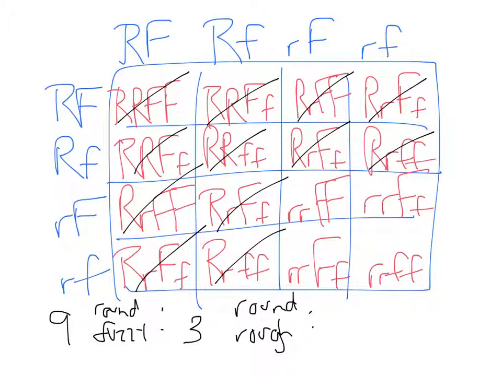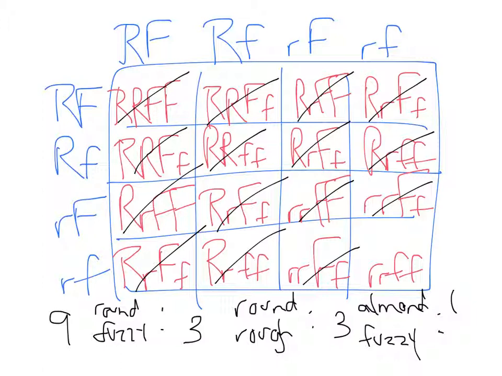Next one is almond and fuzzy, which is big F's, at least 1 big F, but you need 2 little r's for almond. 2 little r's for almond and a big F is right here: 1, 2, 3. And then you're going to have one of the lowercase ones, which is almond and rough. I can't fit this in here.